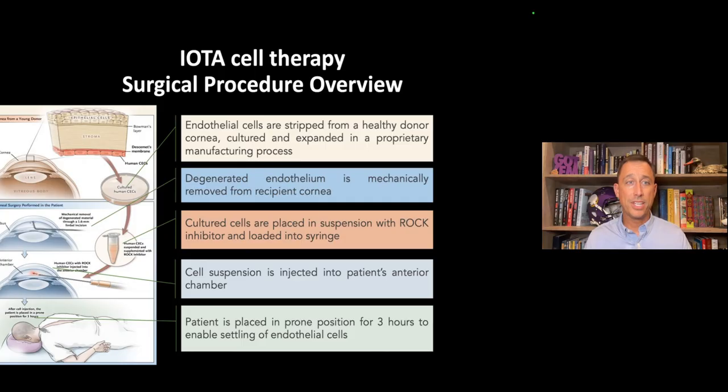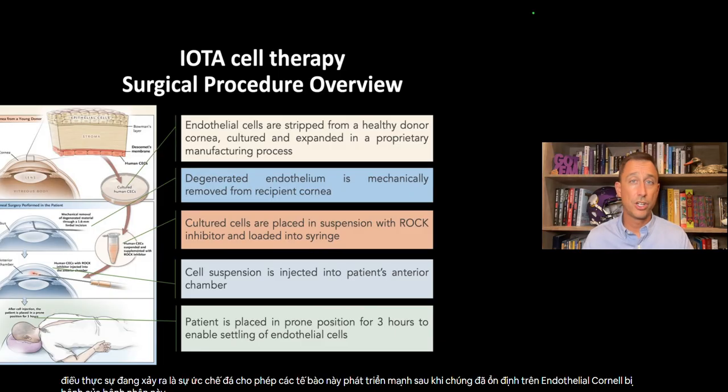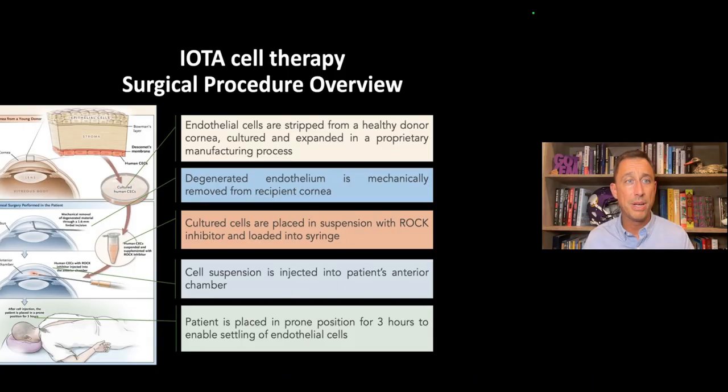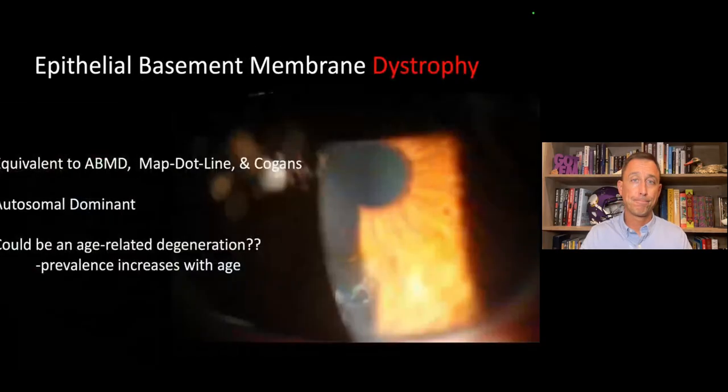And keep in mind with this, what's really happening is the ROCK inhibition is allowing these cells to kind of proliferate after they've settled onto this patient's sick corneal endothelial layer. So really an interesting therapy that is still undergoing clinical trials at this point in time, but moving forward and very likely something we see in the future.